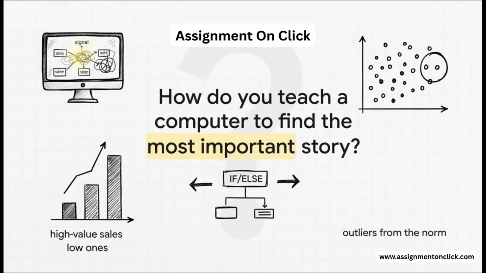But that brings up a really big question, doesn't it? How do you actually teach a computer to find what's important? How do you tell it, hey, separate the high-value sales from the low ones, or flag anything that looks weird? Well, the answer to all of that, it's conditional logic.